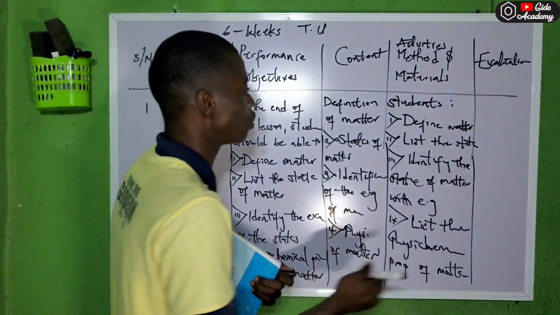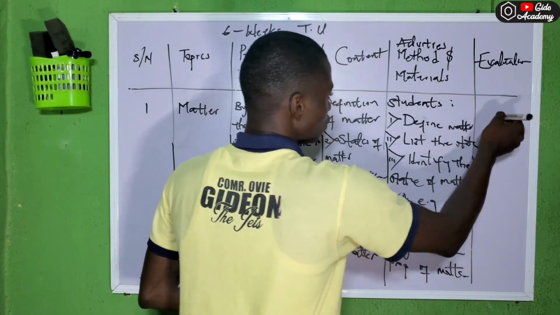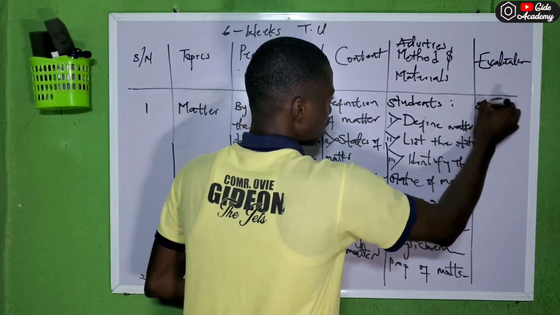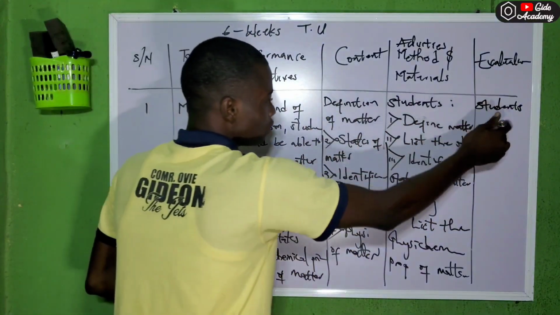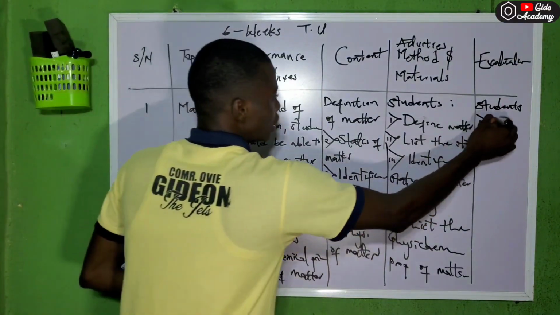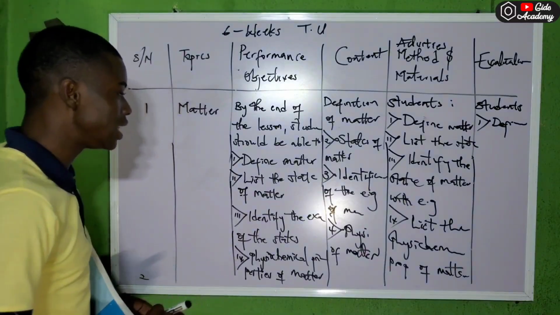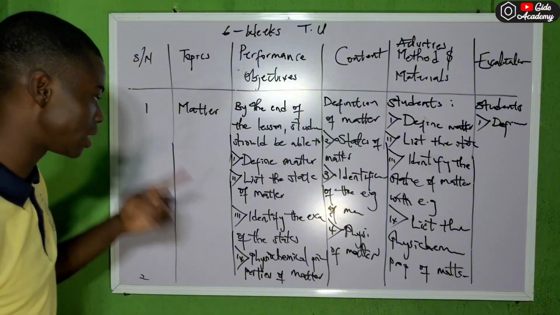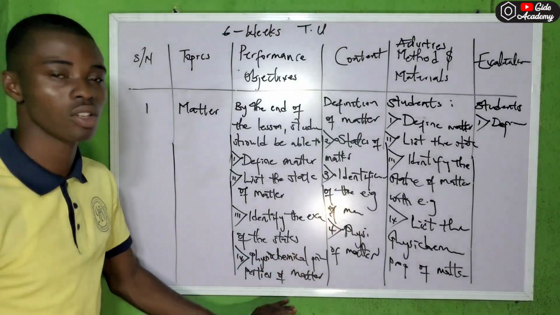Then I'll now come to evaluation. By the end of the lesson, students should be able to, I'll just write student objective is by the end. This is already at the end of the lesson. So what should they do? Then I'll now write students define or give the definition of matter. Number two, students list five states of matter. Number three, students identify the examples of matter. Number four, physiochemical properties. So just like that.